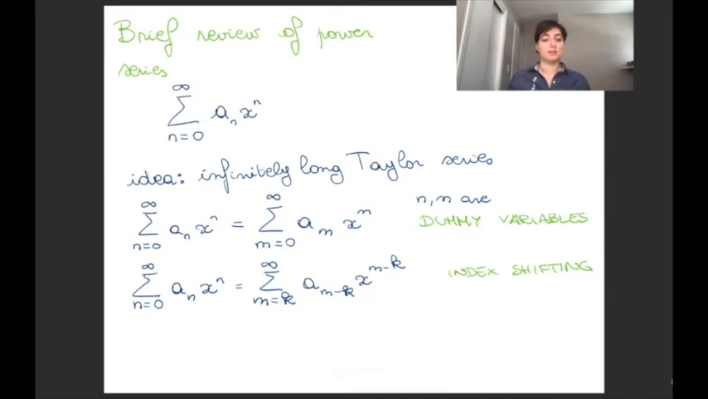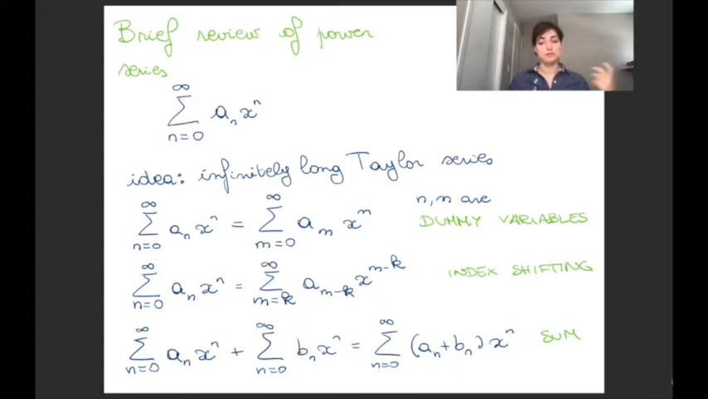You can shift indices. So, for example, if you have a sum from n equal to 0 to infinity of a_n x to the n, you can change it into a sum from m equals k to infinity of a_{m-k} x to the m minus k. As long as the bounds are correct, you're probably doing it right. You just have to be careful in changing all the indices in the same way.